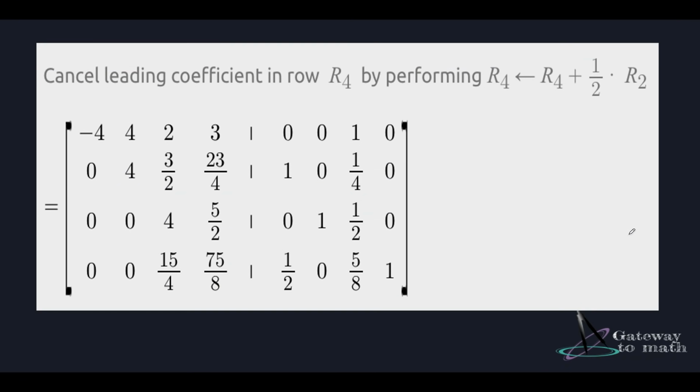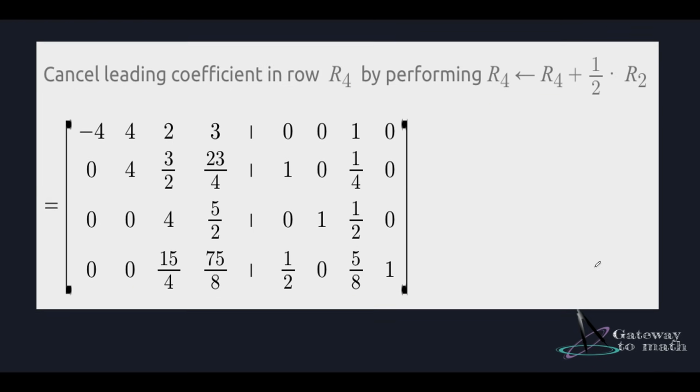Next operation, cancel leading coefficients in row R4 by performing the operation. So what am I doing? R4 plus half of R2, and then putting this value again in R4. So the entries on R4 are 0 0 15 by 4 75 by 8, and then here I have half, 0 5 by 8 and 1 respectively.